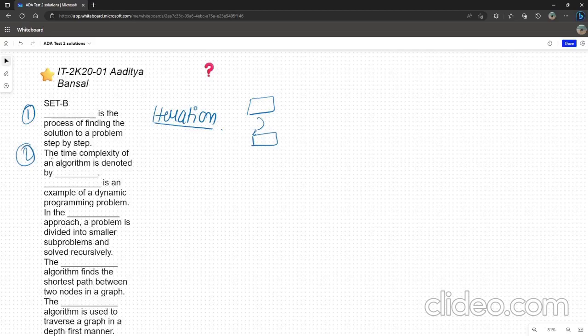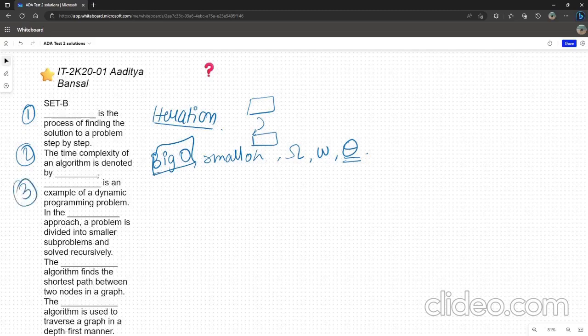The second question is the time complexity of an algorithm is denoted by. We can denote the time complexity of any algorithm using big O notation, small o notation, omega, small omega, or theta for the average case. But we will stick with the commonly used big O notation, which is the worst case, because our algorithm will never deteriorate from this.